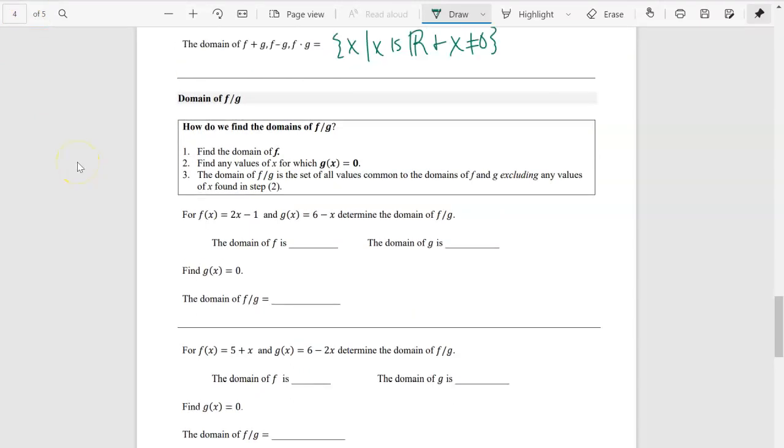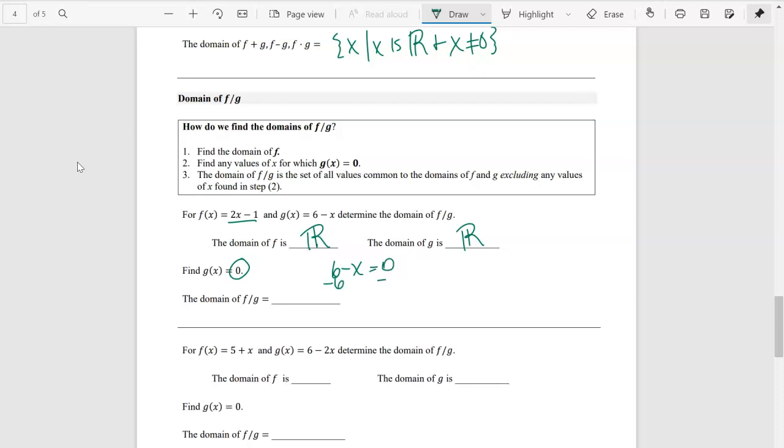We want to find the domain of f and find any values of x for which g of x is equal to 0. The domain of f divided by g is the set of all values common to the domains of f and g, excluding any values of x found in step 2. Okay, so the domain of f here, don't have any problems there. It's just all real numbers. The domain of g, 6 minus x, that's not a fraction either, so that's going to be all real numbers. So when is g of x, which is going to be the number on the bottom, equal to 0? So 6 minus x, when is that equal to 0?